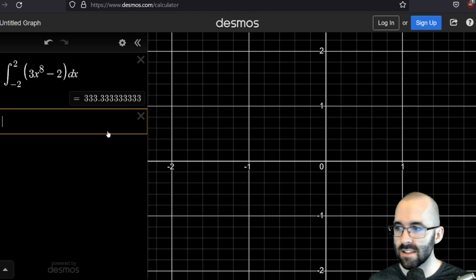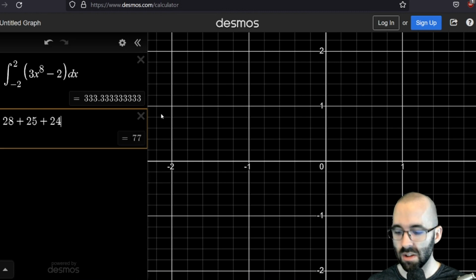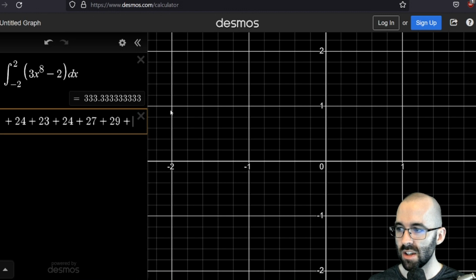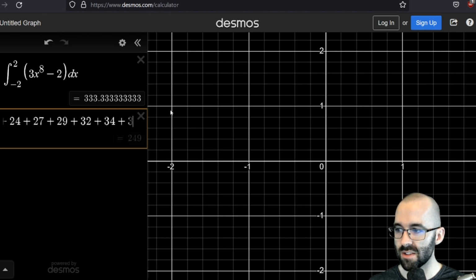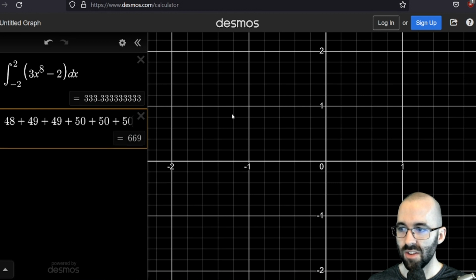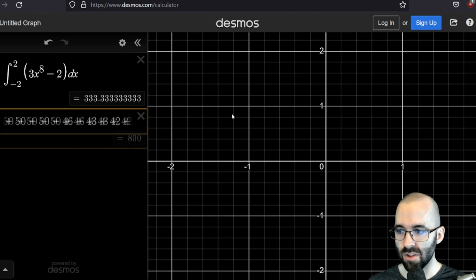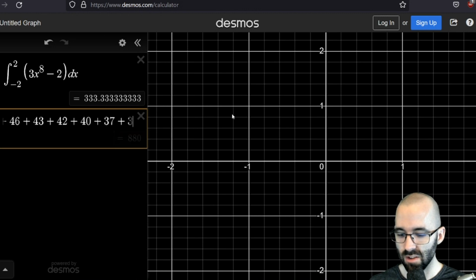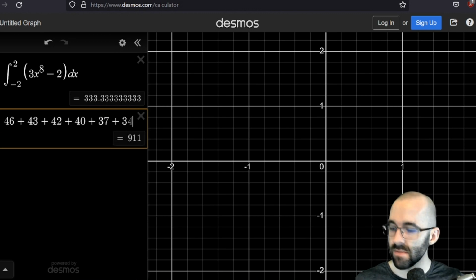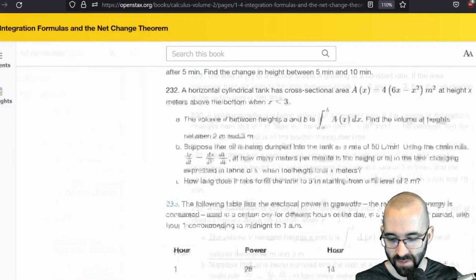See how good your 10 key skills are if you have a 10 key. But yeah, it's 28 plus 25 plus 24 plus 23 plus 24 plus 27 plus 29 plus 32 plus 34 plus 39 plus 42 plus 46 plus 48 plus 49 plus 49 plus 50 plus 50 plus 50 plus 46 plus 43 plus 42 plus 40 plus 37 plus 34. And you get 911, which is hopefully the right answer.